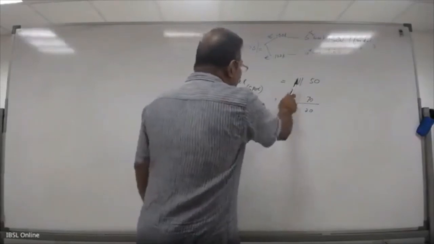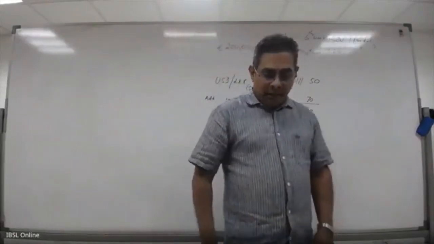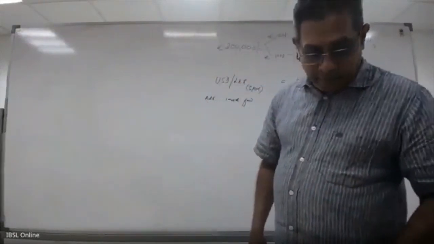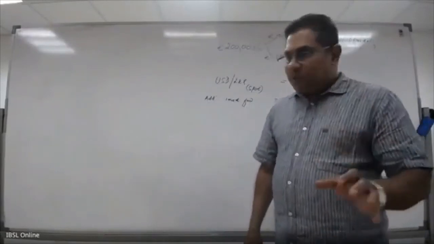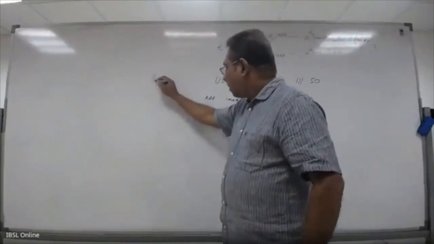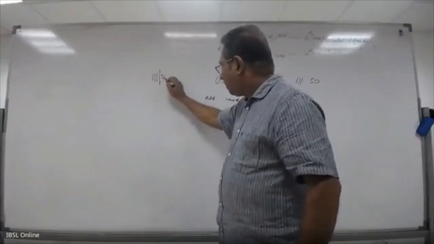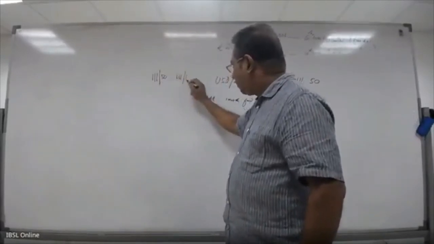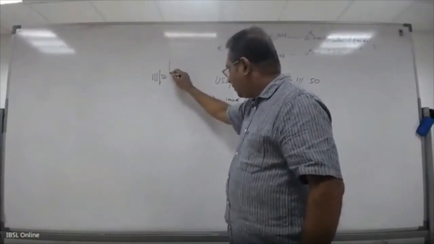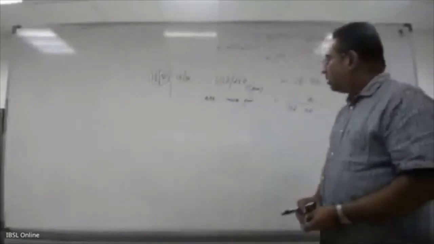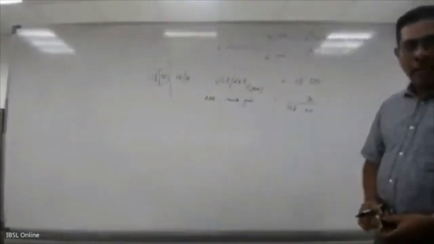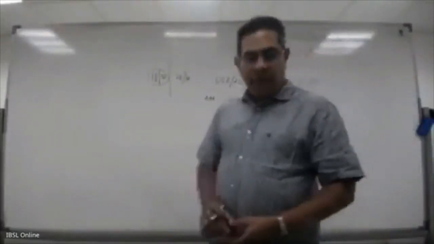Now, this is a spot rate. Remember in the grid, you must be having the grid, right? There are 2 rates being given, 111.50 and 111.60. I opted to take this rate.